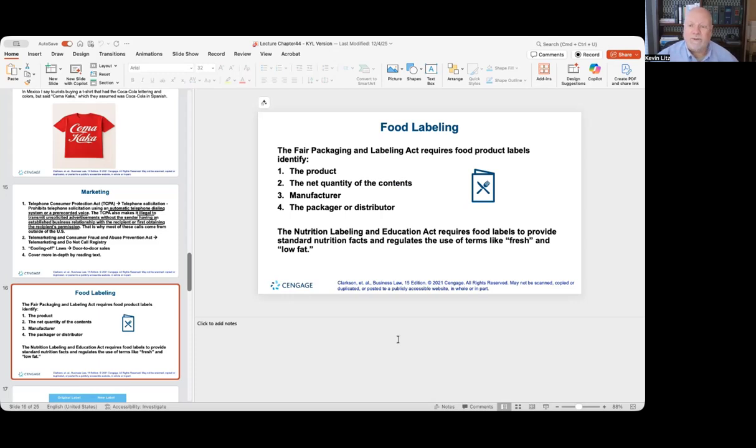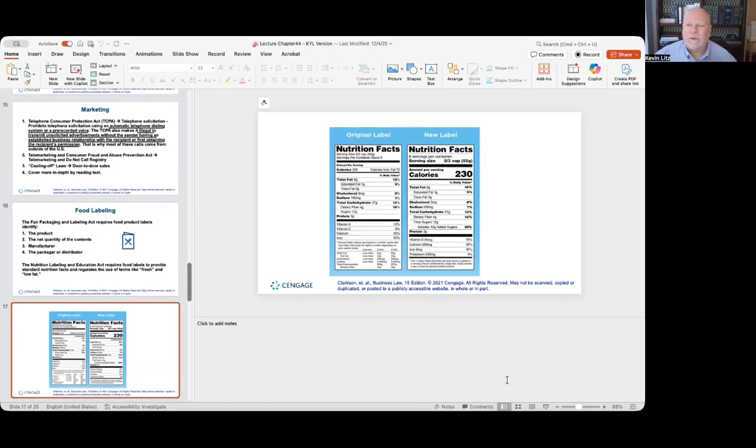Food labeling. I think we've all seen this. It has to say what the product is, the quantity, the manufacturer, and the distributor. All right, so here's an example. We've all seen this. What are the nutrition facts? This is sold this way only because it's required by law. When I was a child, back when we rode dinosaurs to school, there was no such packaging like this.